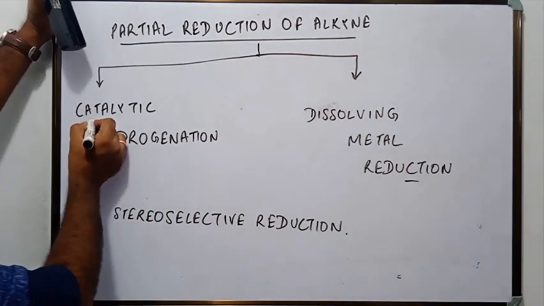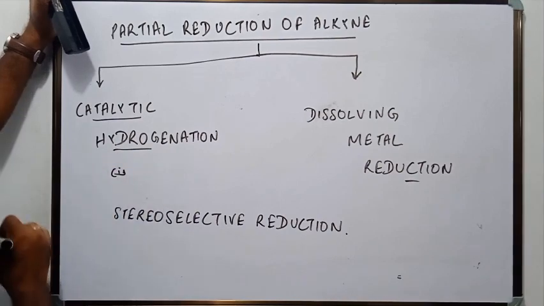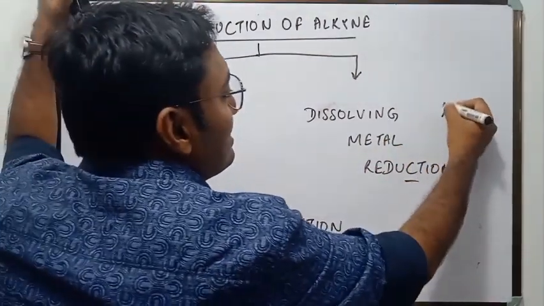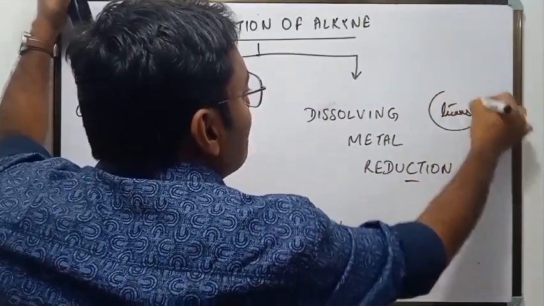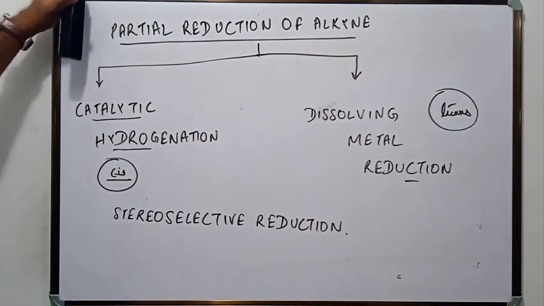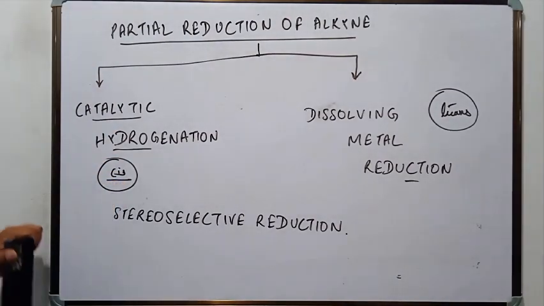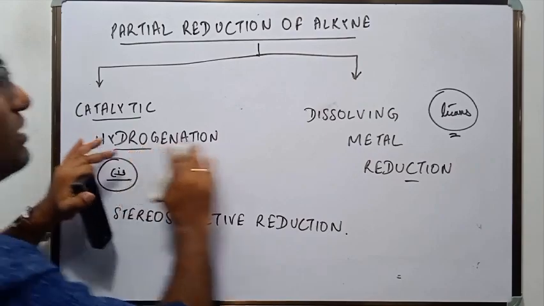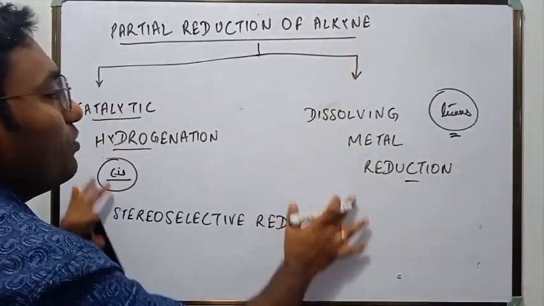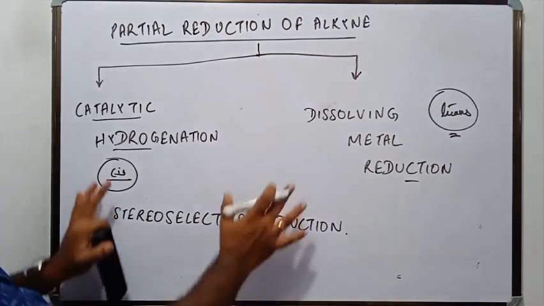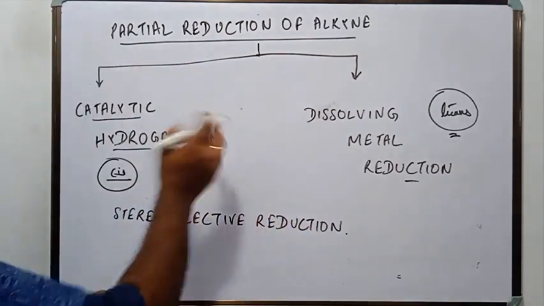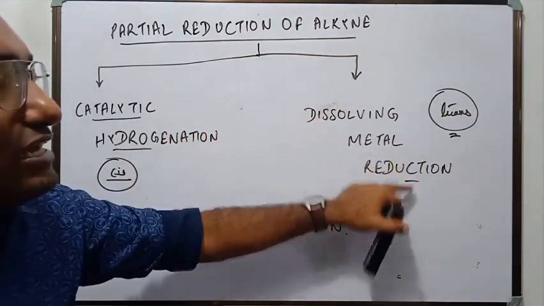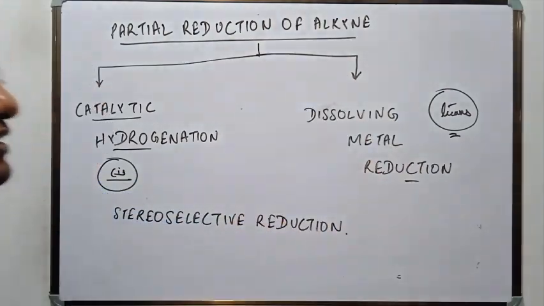In catalytic hydrogenation, the cis isomer predominates. The cis isomer is the formed isomer. And in dissolving metal reduction, you will get the trans isomer of the alkene. Therefore, both methods of partial reduction of alkyne are stereoselective reduction methods, because in these reduction methods, only one isomer predominates. In catalytic hydrogenation, cis predominates. In dissolving metal reduction, trans predominates, and only trans alkene is formed.